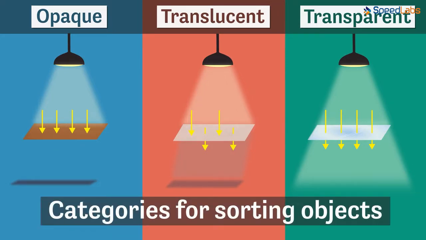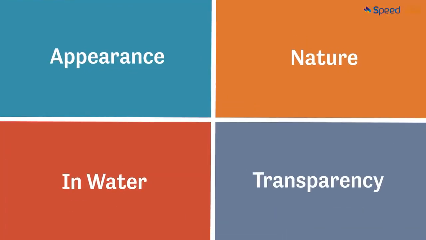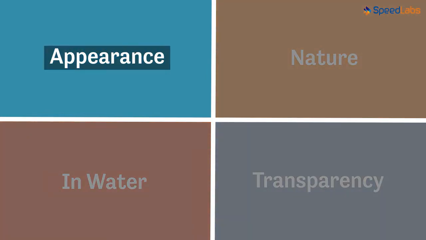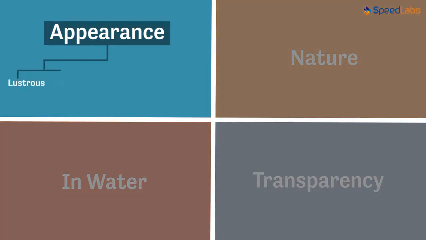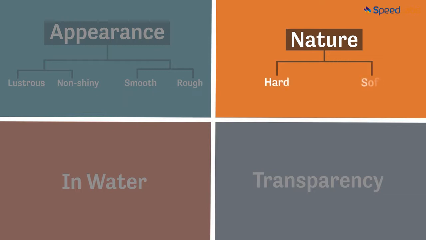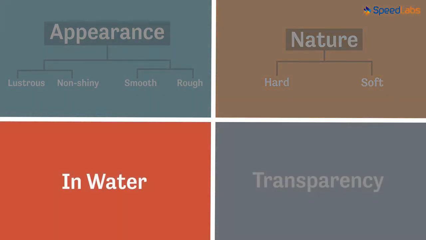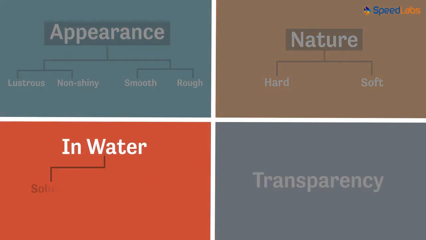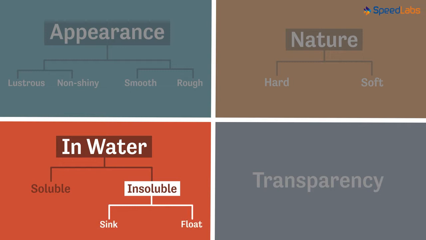Let's conclude by quickly reviewing the various parameters which help us sort materials into different groups. First comes the appearance of the material, that is lustrous, non-shiny, smooth, or rough. This is followed by the nature of the material, hard or soft. And next in the list is whether the material is soluble or insoluble in water. And if it's insoluble, does it sink or float?